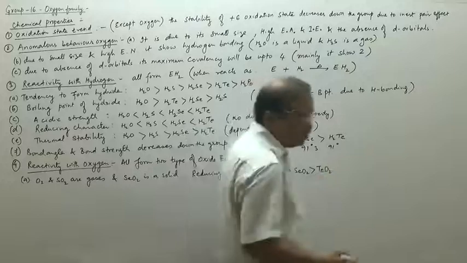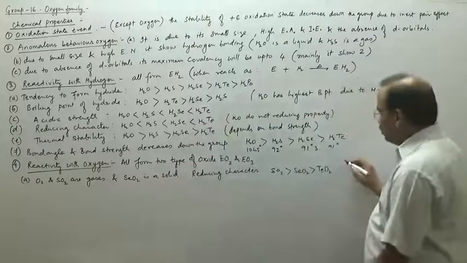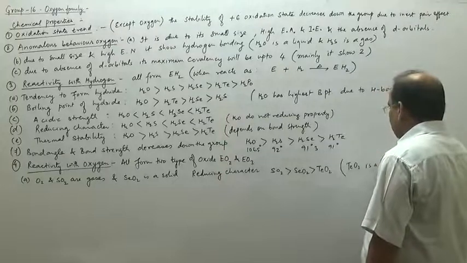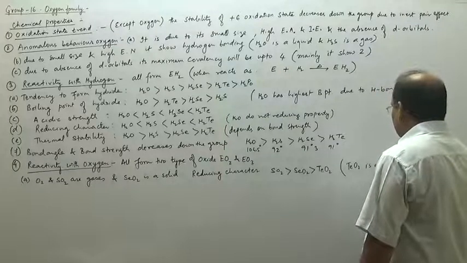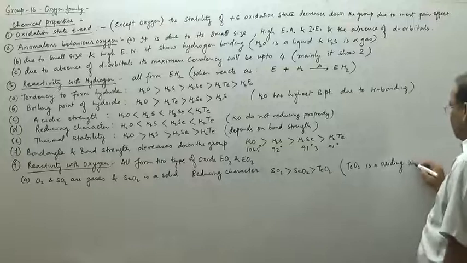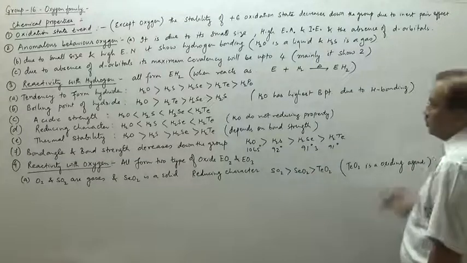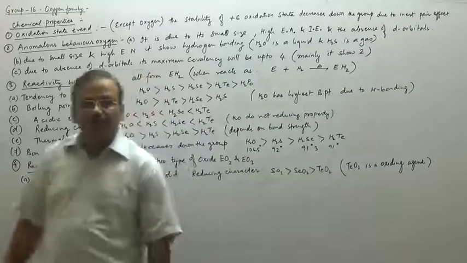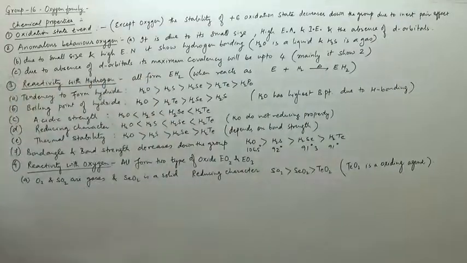TeO2 is an oxidizing agent. It doesn't show the reducing properties. We can write that TeO2 is an oxidizing agent. So that is about the reducing property.